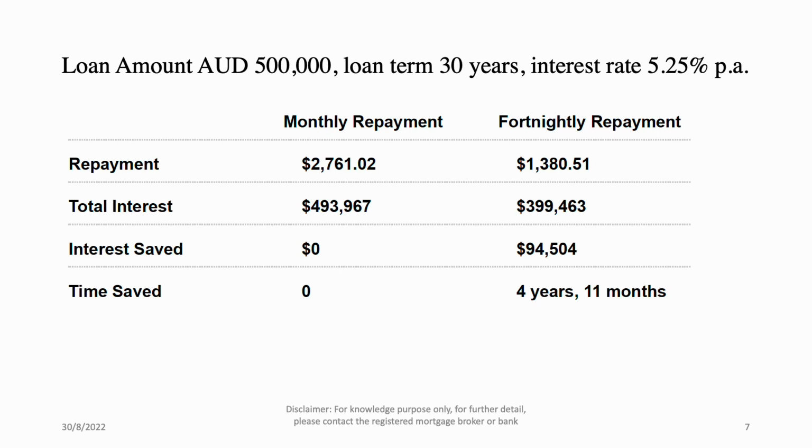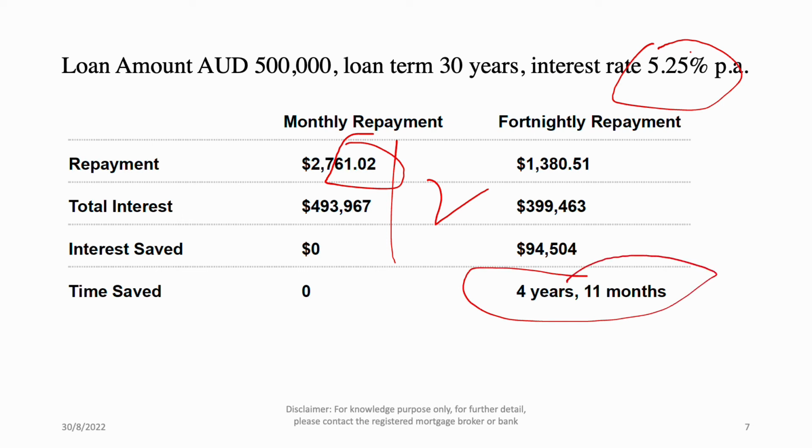Similarly, you can see the interest rate is 5.25. Monthly repayment divided by 2. Again, you are saving 4 years, 11 months of time, and saving interest of 94,504 over your long term period of time.